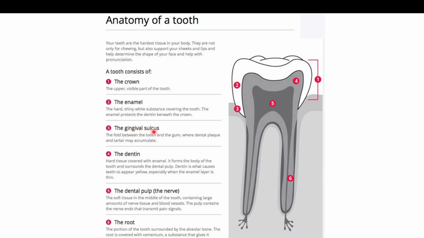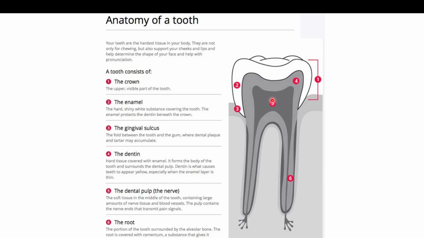Then comes the gingival sulcus, this part here. This is the fold between the tooth and the gum where dental plaque and tartar may accumulate. Then comes the dentin, this part here. Okay, this layer here, which is the hard tissue covered with enamel, and it forms the body of the tooth and surrounds the dental pulp. Dentin is what causes the teeth to appear yellow, especially when the enamel layer is thin.